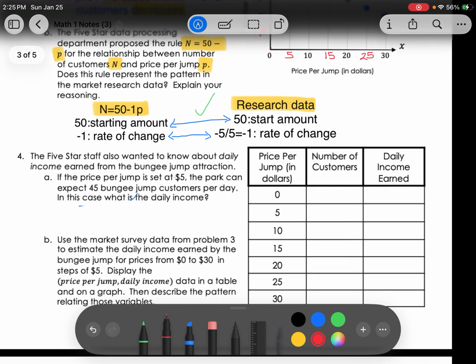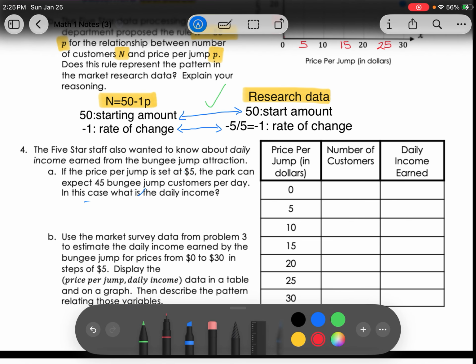So, if we move to number 4, now we're talking about our daily income. So we're looking at the number of people coming and the amount of money we're making each day. Okay, each day we charge these different prices because we're trying to find what is the best price. To think about it, if the price per jump is set at $5 and the park can expect 45 bungee jumping customers per day, what is the income?